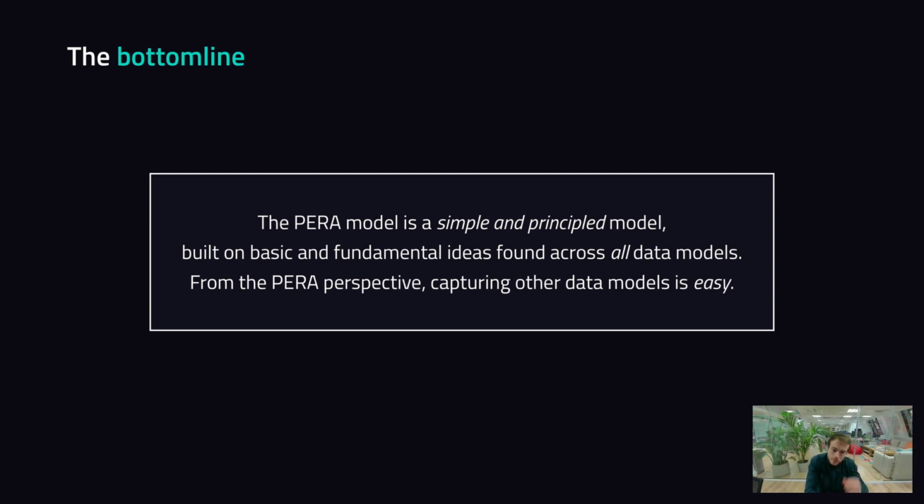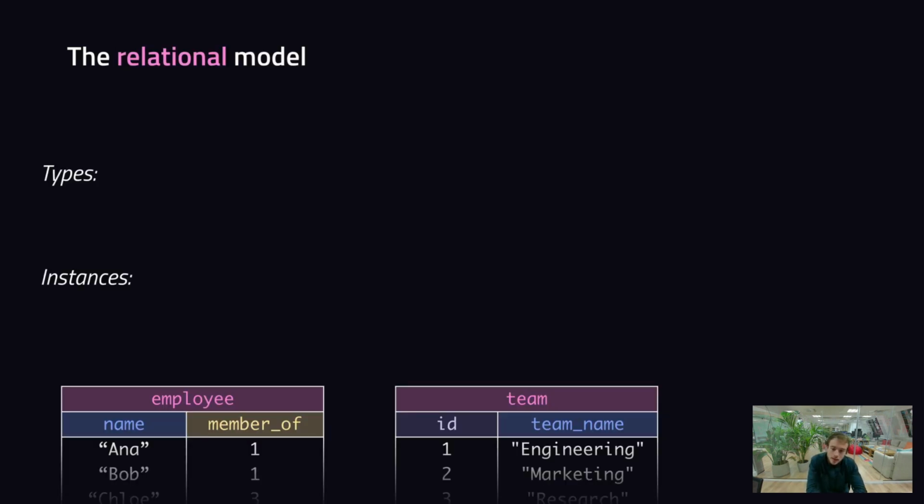I want to substantiate that claim by going through a range of data models, a selection of data models, in each case deconstructing the data model into these fundamental ideas of types and instances, and then comparing it to the Pyro model. The first model that we'll compare the Pyro model to is the relational model. We've already seen examples of the relational model floating around on earlier slides, so this shouldn't be too difficult.